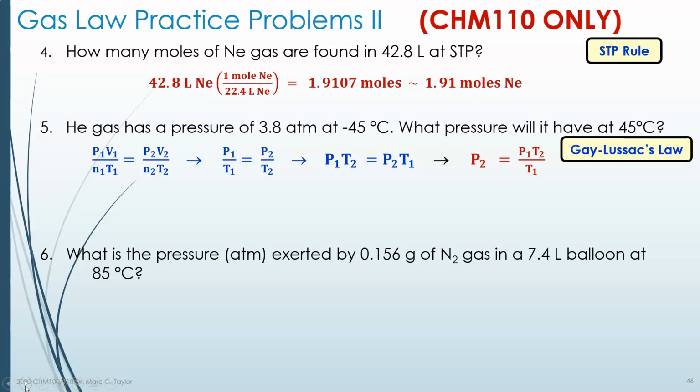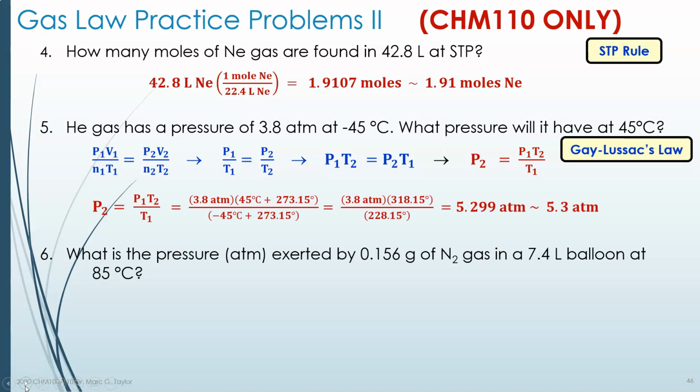plugging in your numbers. Also, you've been given two different temperatures in Celsius, and we can never use Celsius in gas laws. We have to use Kelvin. We have to convert it by adding 273.15 to each of those numbers. So we plug those in, and that means that our initial temperature, minus 45 degrees C, is now 228.15 degrees Kelvin. And our final temperature of positive 45 degrees C is now 218.15 degrees Kelvin. The degrees cancel each other.